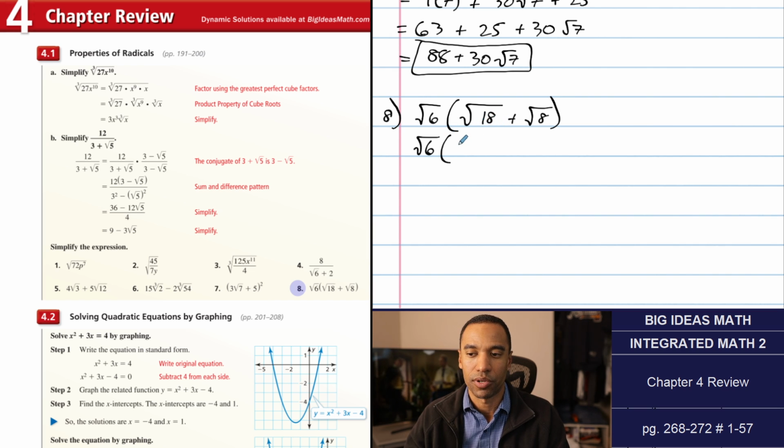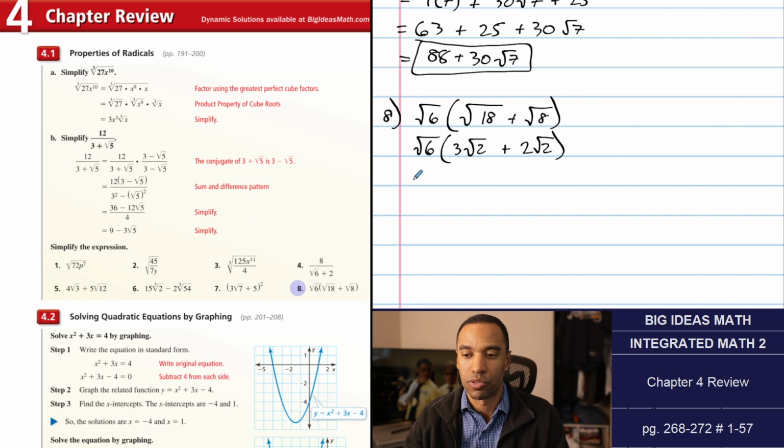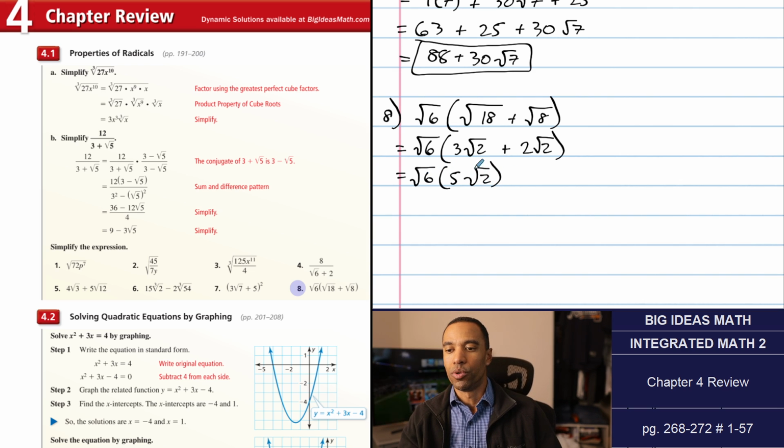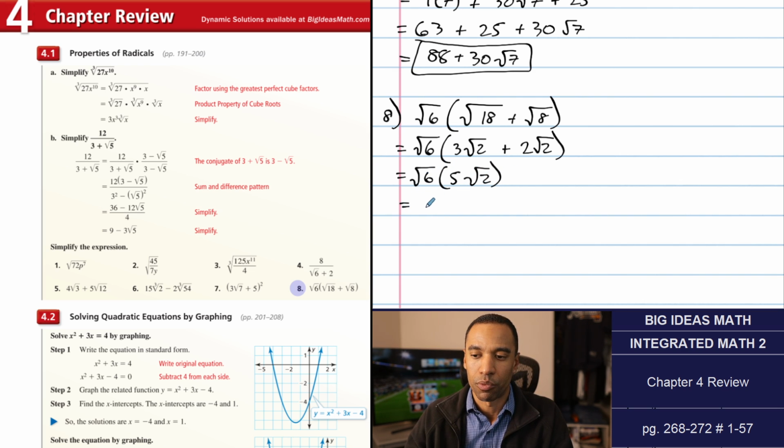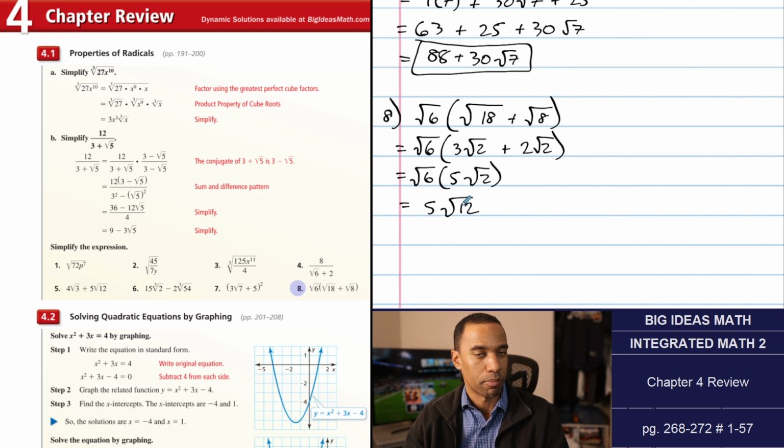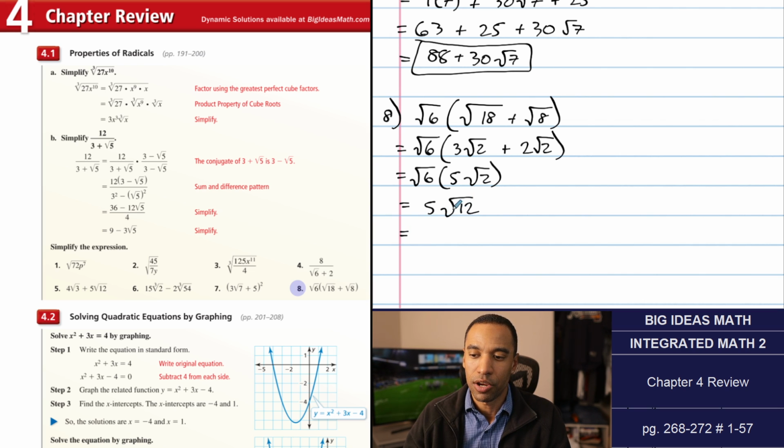Root 18 is root 9 times root 2. That's 3 root 2. Root 8 is root 2 times root 4 times root 2, which is 2 root 2. And 3 root 2 plus 2 root 2 can become 5 root 2. So you can multiply root 6 by 5 root 2. Root 6 multiplies by the root 2 to get root 12, and that's 5 root 12. What I like about this problem is there's still something to simplify after this. You're not done. Square root of 12 is root 4 times root 3, or 2 root 3. And 5 times 2 is 10. So you get 10 root 3.